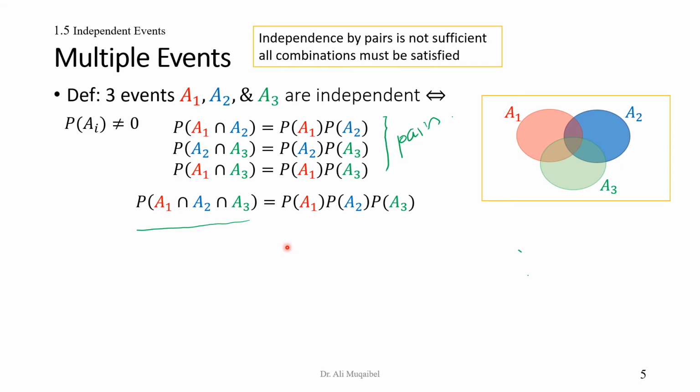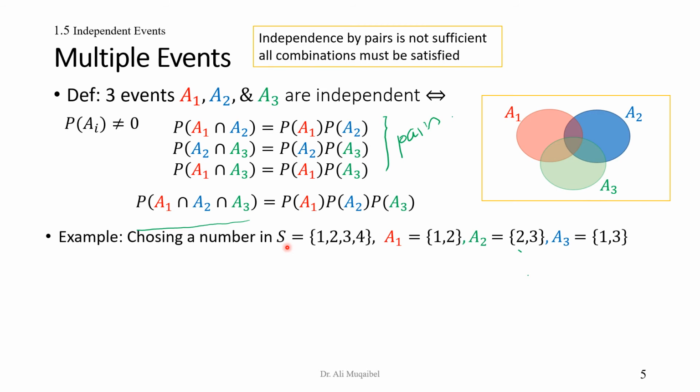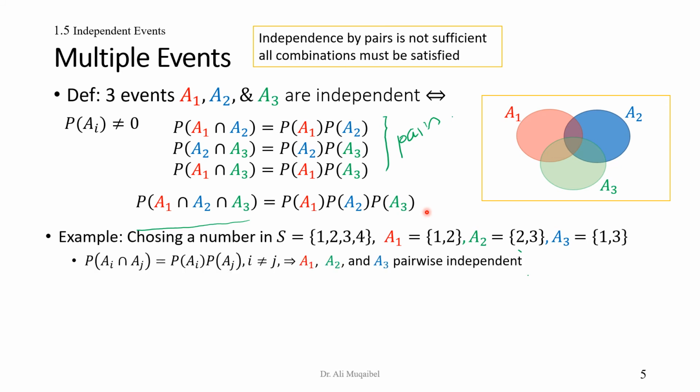Okay, so I'll give you an example where they could be independent by pairs but not independent at the end of the day. So we are choosing an example. We're choosing a number from our sample space, which is here 1, 2, 3, or 4, and those are events of selecting 1 or 2, 2 or 3, 1 or 3. So of course we have a total of 4 numbers. You can tell that the individual probabilities of these events are going to be 1/2, right? Because we have 2 numbers in each of them.